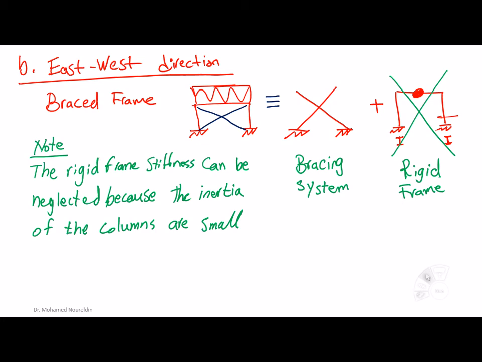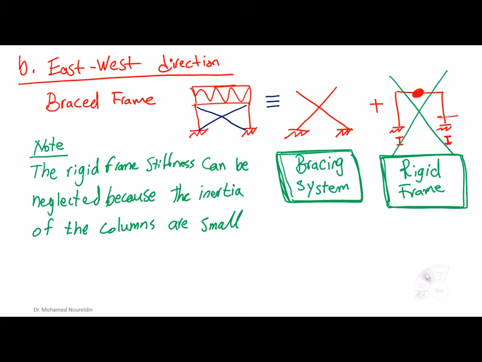Whenever you have a system that contains two different subsystems, you need to know which subsystem is going to contribute most to your inertia. In our case, the rigid frame will be negligible. However, the bracing frame is going to work well. And I'm going to prove this at the end using the numbers that we have.